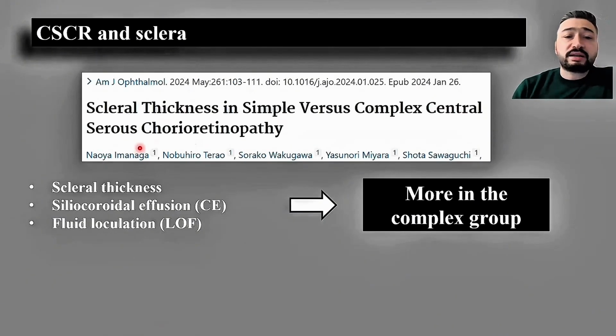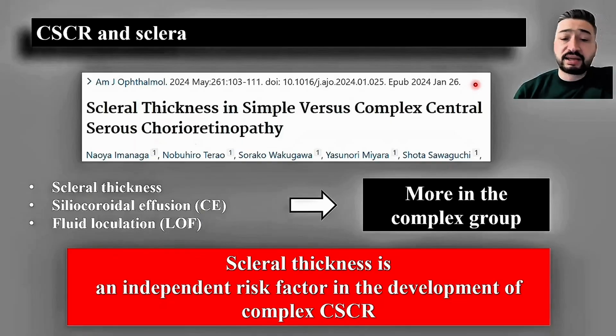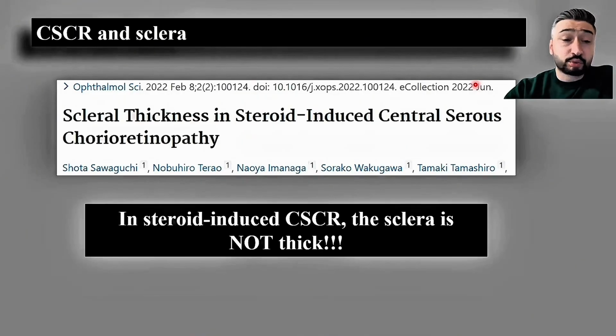And again, when Imanaga compared simple and complex patients, he saw that scleral thickness, ciliochoroidal effusion, and fluid loculation were more prevalent in the complex group. And scleral thickness emerged in this study as an independent risk factor for the development of complex CSCR. However, interestingly, the sclera was not found to be thick in cases of steroid-induced central serous chorioretinopathy.